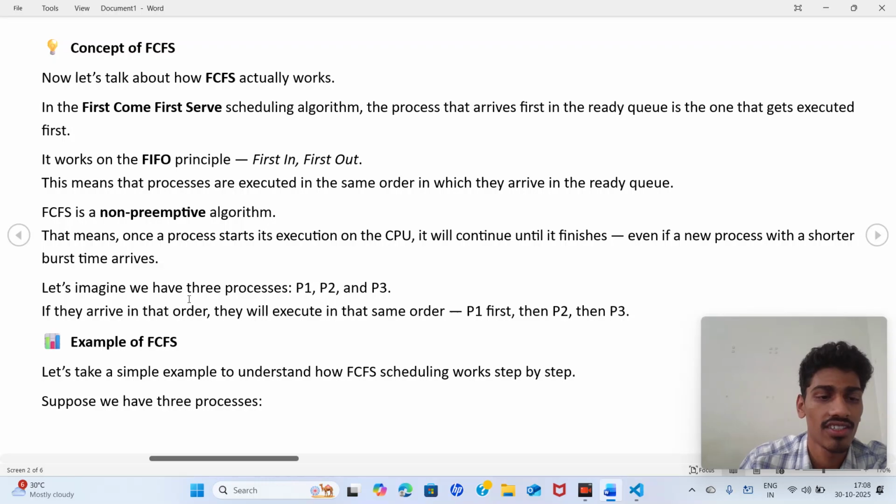Let's imagine we have three processes P1, P2, and P3. If they arrive in that order, they will execute in the same order: P1 first, then P2 and P3.